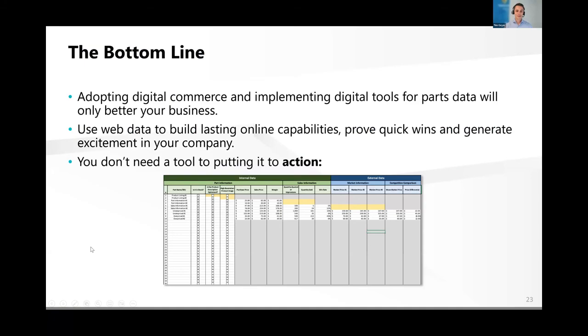The bottom line, it's very simple. Adopting any digital commerce and other digital tools for your parts will only better your business if you have the capability to actually spend time on it. That's very crucial, because if you don't take it seriously and just do it half-heartedly, then it's not going to work out. We've seen that in the past.